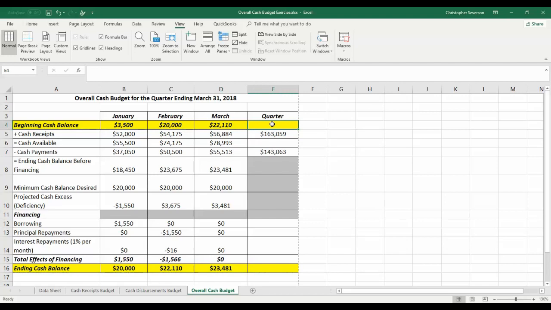So the beginning cash balance for a quarter is actually going to be the very first month's beginning balance. The ending cash balance for the quarter is going to be the end of the very last month. And everything else, you can either have a subtotal, you don't necessarily need it, depending on what your instructor asks for. I'm just going to carry down the formulas. They're the same. You can see we're adding across the row. And again, we end up with $23,481, and that was the purpose of this exercise, to go through the overall cash budget.